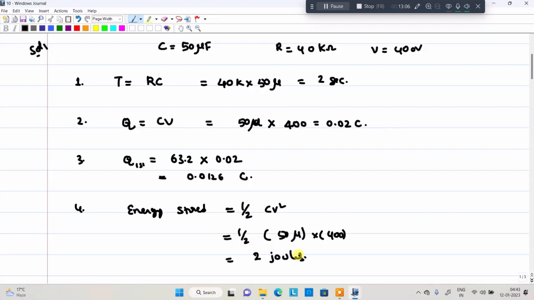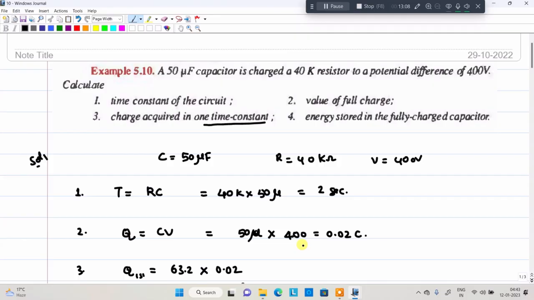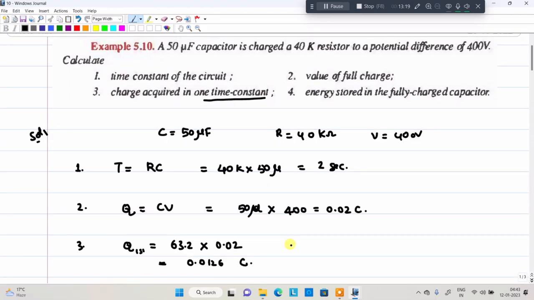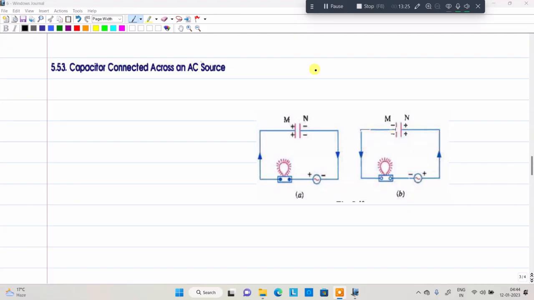Okay, with that this explanation is done. So everyone got the idea. What is the charge acquired in one time constant? 63.2% of fully charged. What is the fully charged time constant? 5 time constants, 5T. Then we are moving to capacitors connected across an AC source.